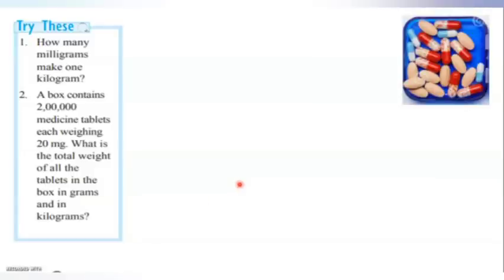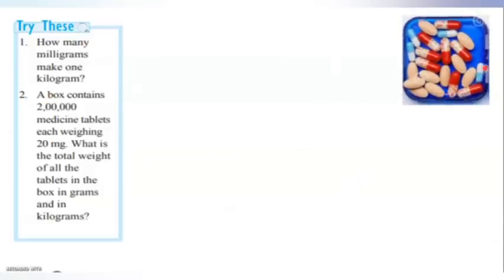A box contains 2 lakh medicine tablets, each weighing 20 milligram. What is the total weight of all the tablets in the box in grams and in kilograms? You are given that there is a box which contains how many tablets? 2 lakh tablets, and you are given the weight of each tablet.